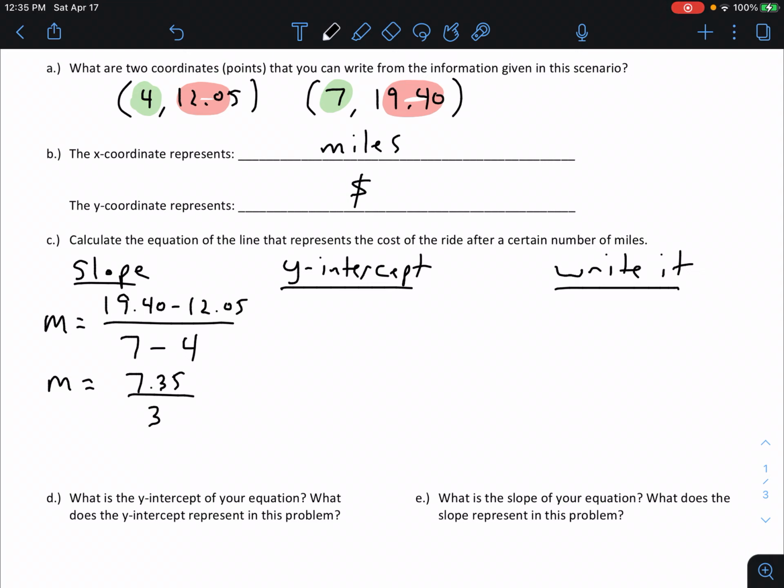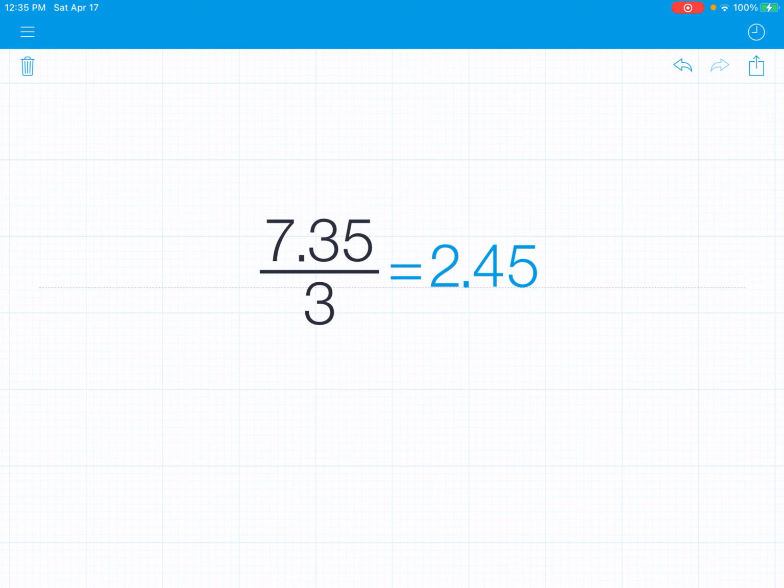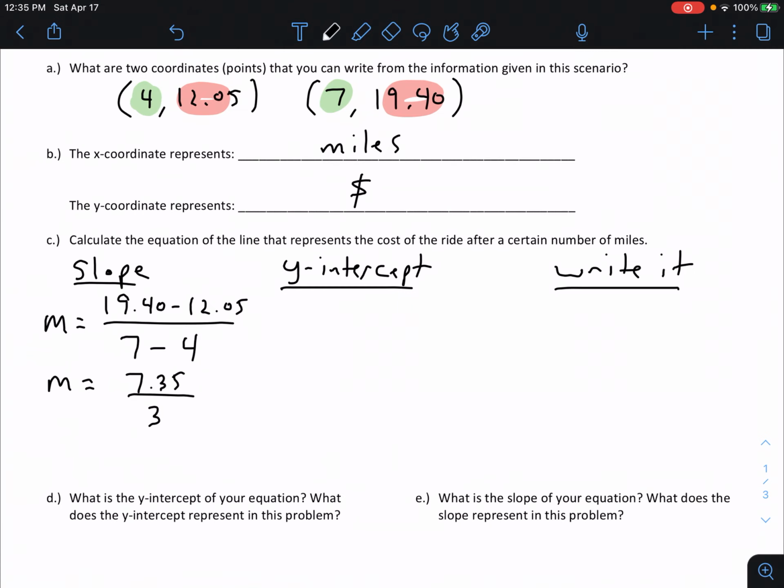All right, anytime we have a funky decimal for our slope, I'm going to go over to my calculator and see if that thing simplifies to a nice neat decimal. So I'm going to say, does 7.35 divided by 3 equal something nice? And the answer is yes. 2.45 is a nice decimal because it stops. It doesn't keep going. Okay, so I'm going to simplify my slope to 2.45.